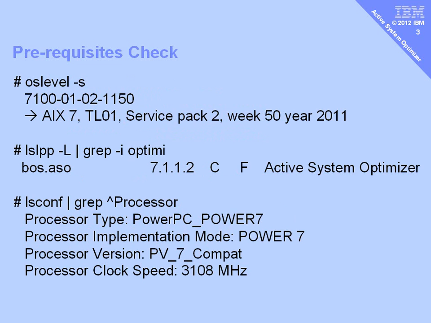The oslevel -s command will tell you what level of AIX you're running. If you've upgraded to TL1 from TL0, then it's worth checking that you actually have the package installed, and we can use lslpp to do that. And then you need to check the mode of your processor. My quick dodge is using the lparstat command to do that and pick out the right lines of the output.